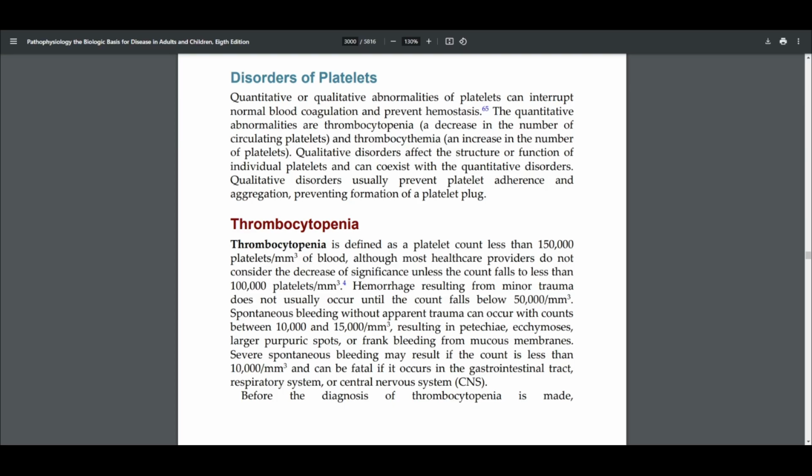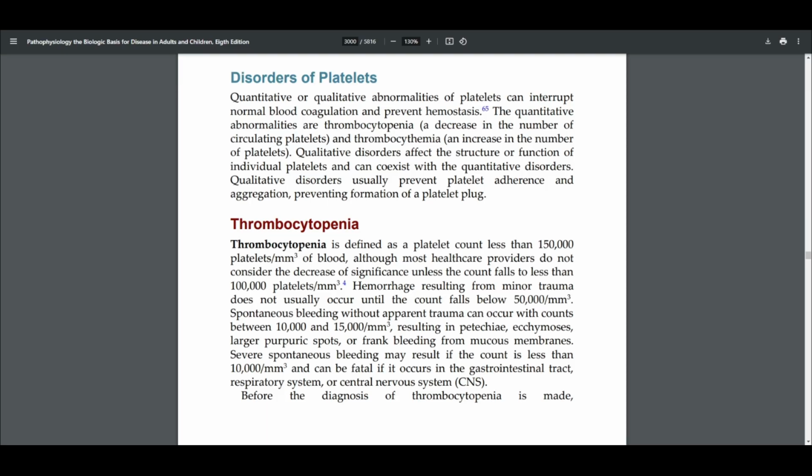Qualitative disorders affect the structure or function of individual platelets and can coexist with quantitative disorders. Qualitative disorders usually prevent platelet adherence and aggregation, preventing formation of a platelet plug. Thrombocytopenia. Thrombocytopenia is defined as a platelet count less than 150,000 platelets per microliter of blood, although most healthcare providers do not consider the decrease significant unless the count falls below 100,000.